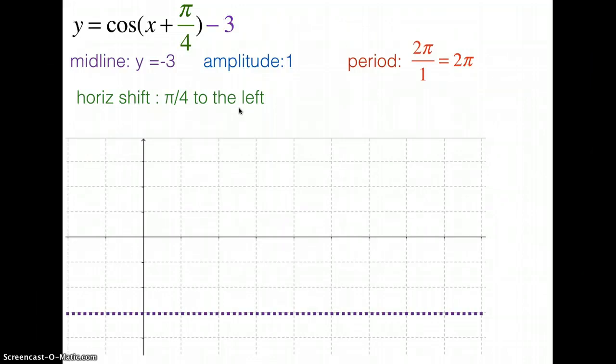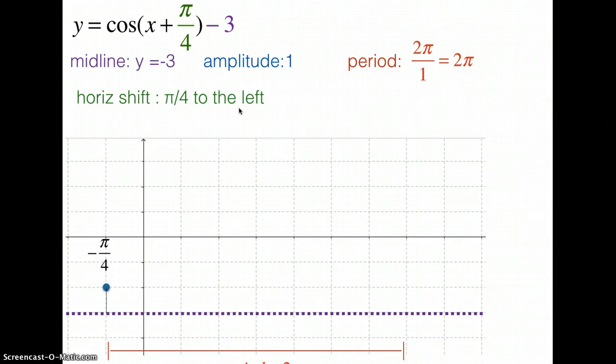The midline goes on the graph first at y equals negative 3. The first point that's going to go on our graph is going to be at negative pi over 4, and it's going to be the amplitude above the midline. Sine, we started our points on the midline. Cosine, we start at the amplitude above.